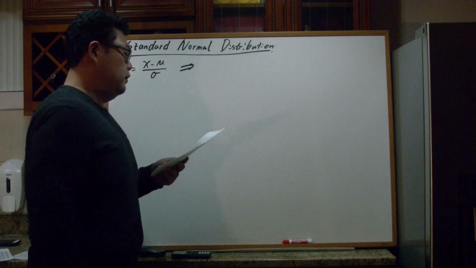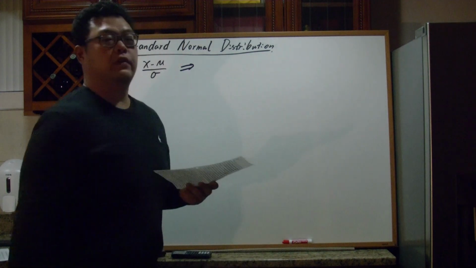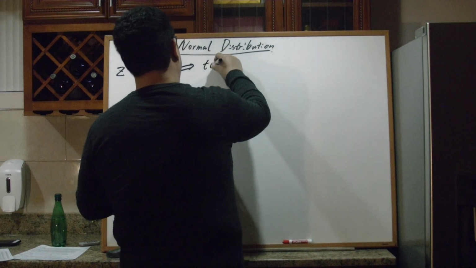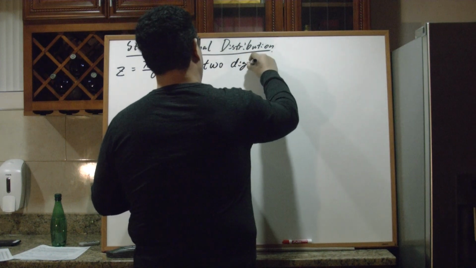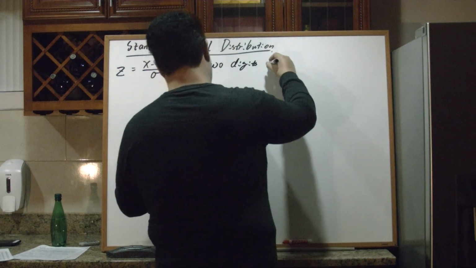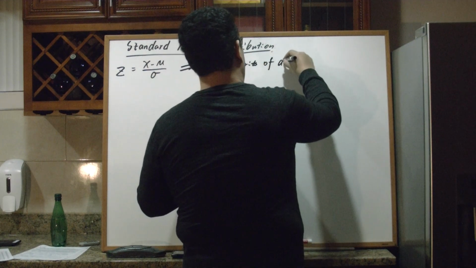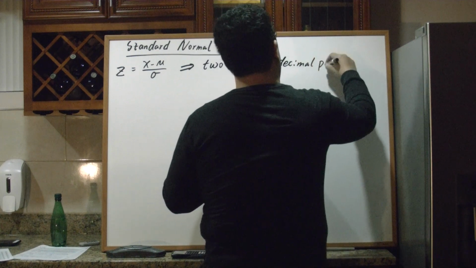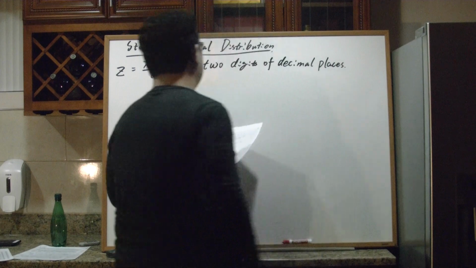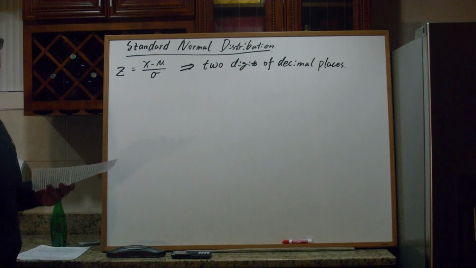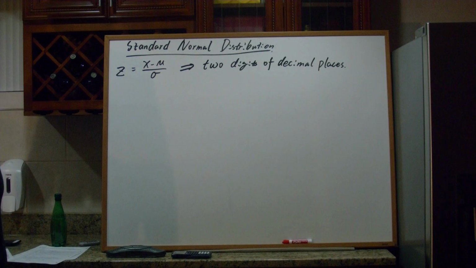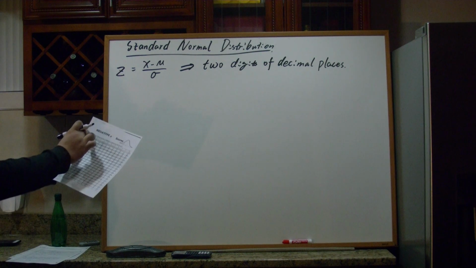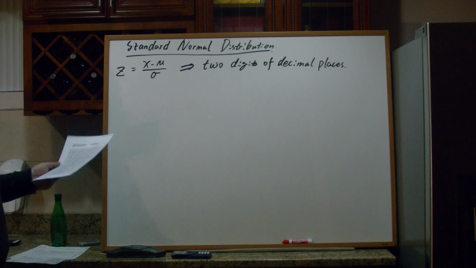2 digits of decimal places, and the rule will be very strict. So try to keep that and make it correct. 2 digits of decimal places is what we need to keep for the z-score, since we have the limitation of the table that only provides 2 digits of the z-score.